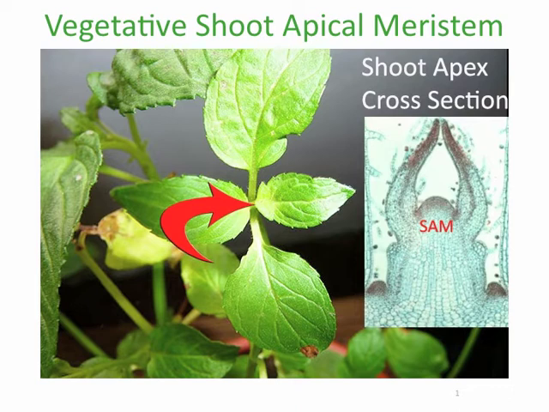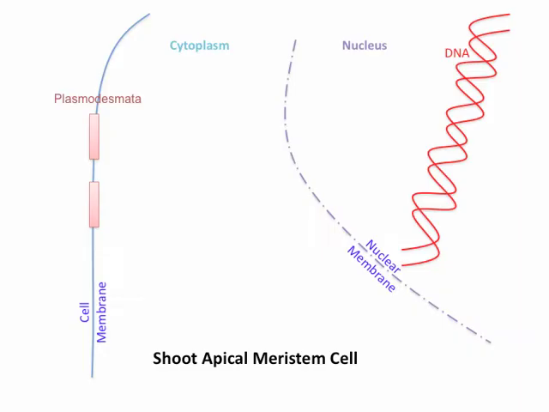Now let's focus on just one cell from the SAM. The cell membrane surrounds the cell, but there are also little portholes in the membrane called plasmodesmata. You can also see the cytoplasm and the nucleus, which is surrounded by the nuclear membrane.